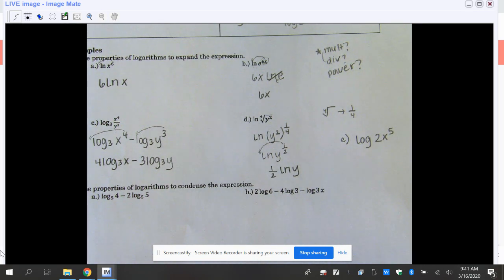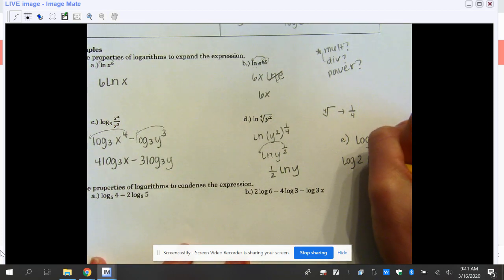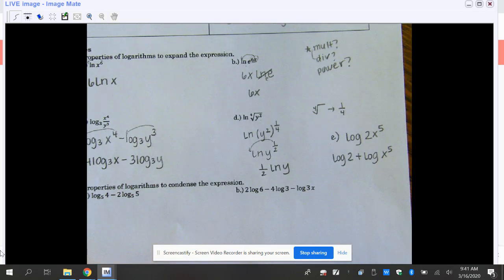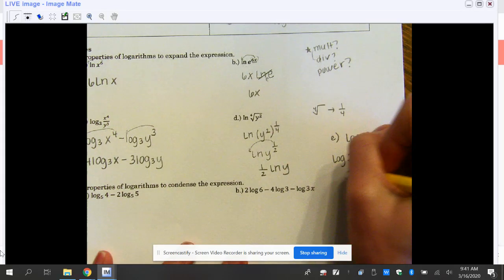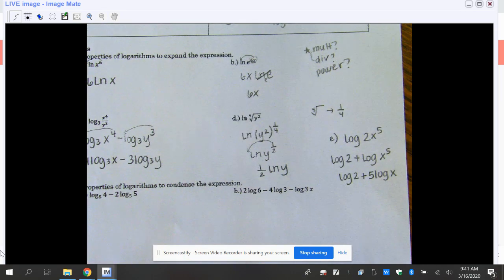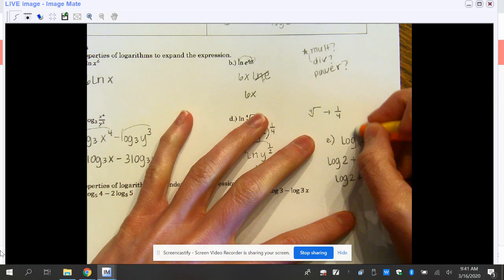So you'd have to break this up first into the log of 2 plus the log of x to the 5th. Now you can take that exponent out front. So log of 2 plus 5 times the log of x. Okay, if I put parentheses around that, then I'd be able to bring the 5 out first, and then I'd separate the multiplication. So it all just depends on what your power is attached to.